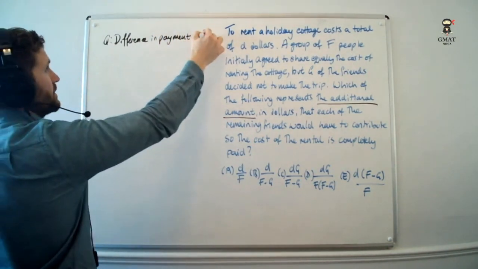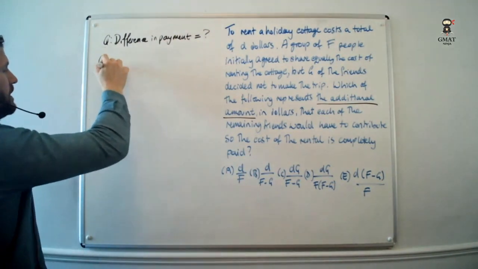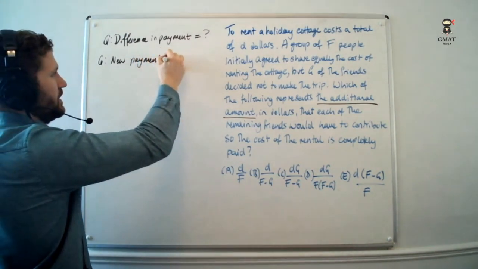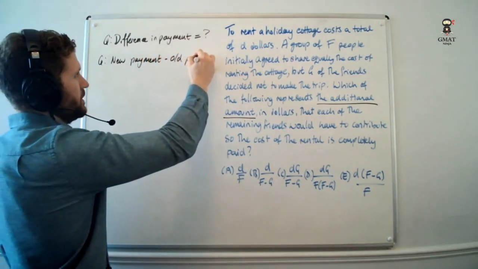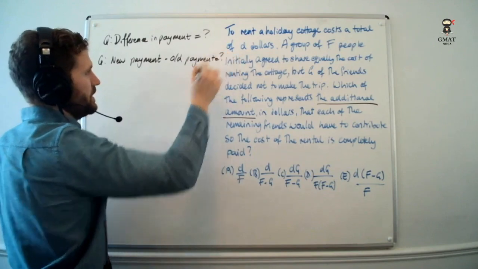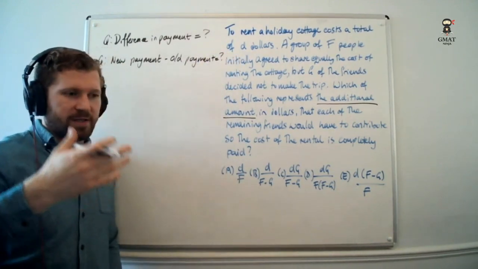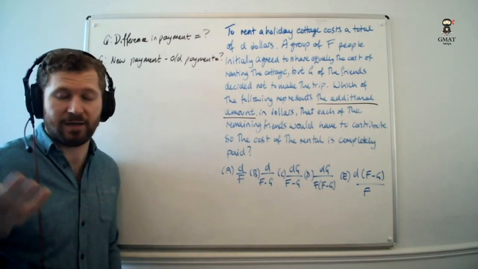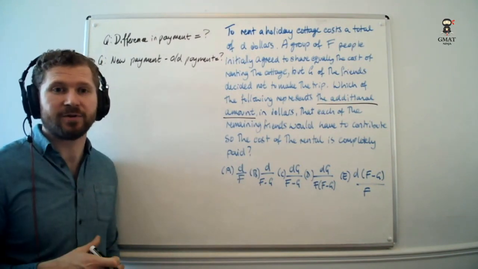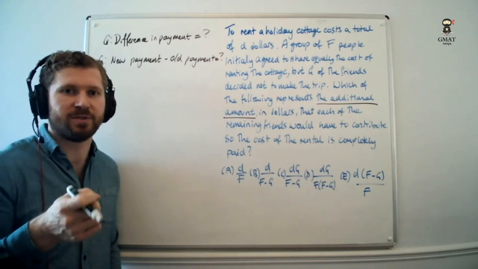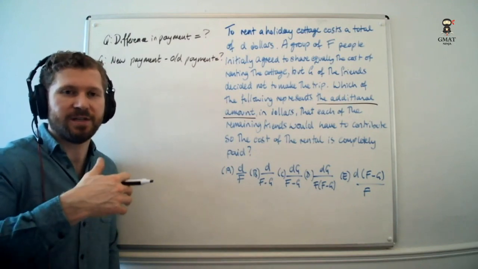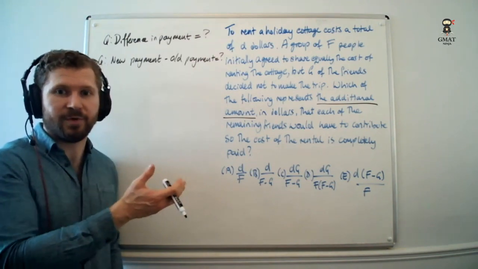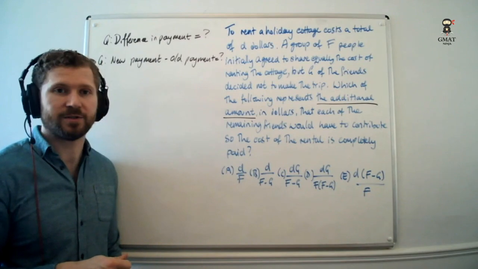Now that, we could say, is going to be the new higher payment minus the old lower payment. If you think about that, if there's a group of you paying for something spread equally and 3, 4, I don't know, however many, drop out, the remaining people are going to have to pay more. The new payment is going to be higher than the old payment. So the additional amount they're going to have to pay is this new payment, take away the old payment. It's going to be the difference between the two payments.